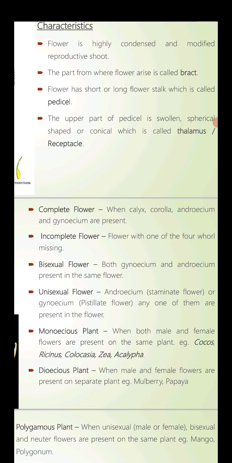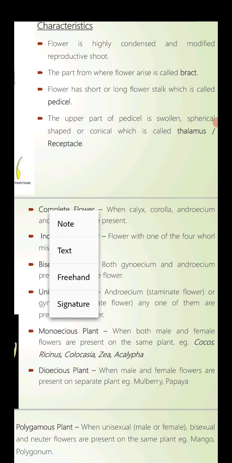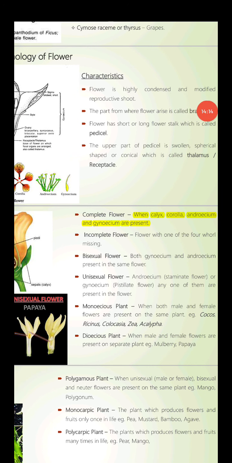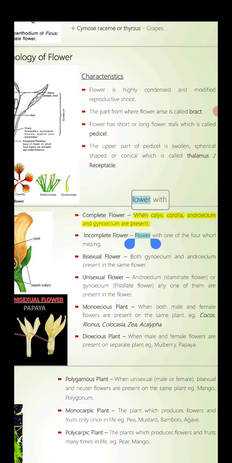Next is the complete flower. What's the meaning of the complete flower? When calyx, corolla, androecium and gynoecium are present, that's called the complete flower. And what's the meaning of incomplete flower? Flowers with one of the 4 whorls missing, that's called the incomplete flower.